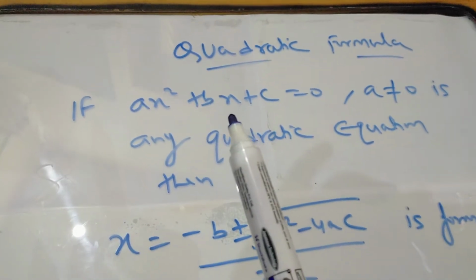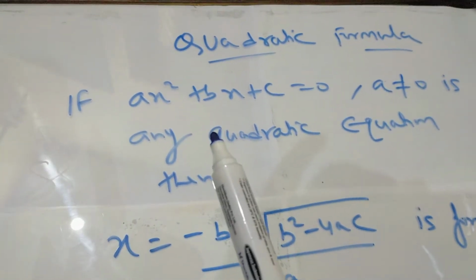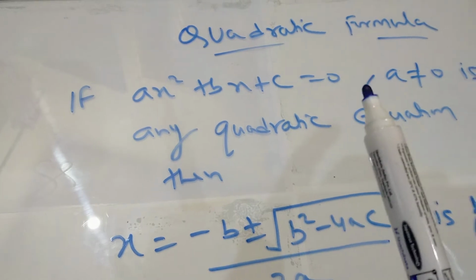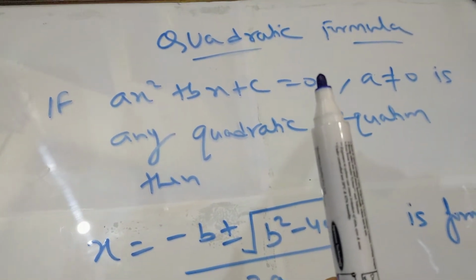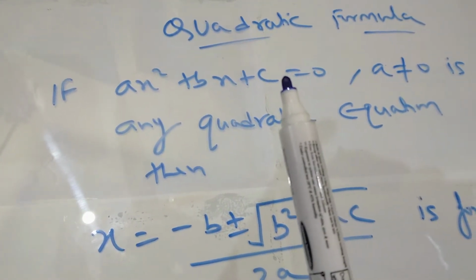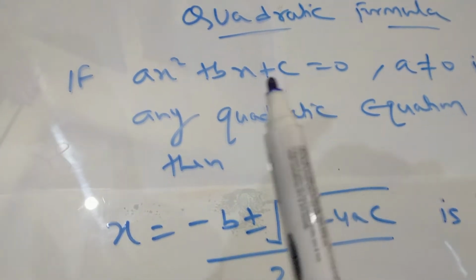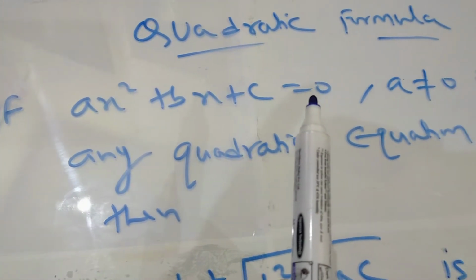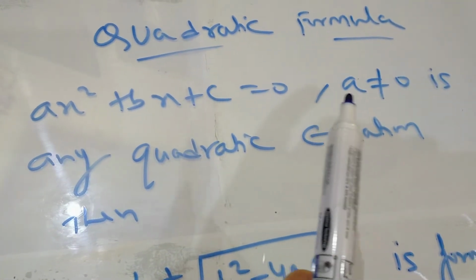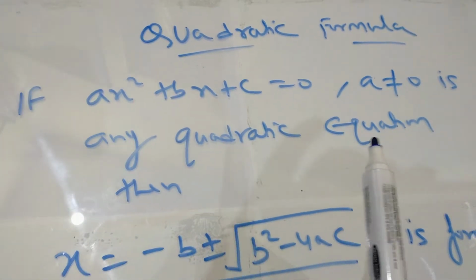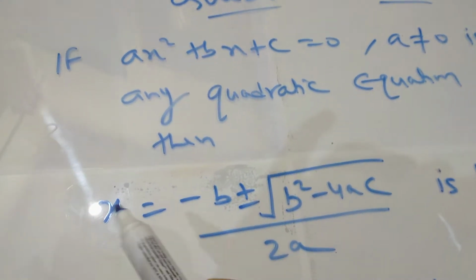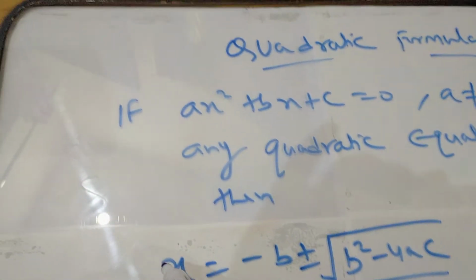In the last class we discussed how to solve the quadratic equation with the help of factorization. Today we are going to solve the quadratic equation with the help of the quadratic formula. If ax square plus bx plus c is equal to 0, where a is not equal to 0, is any quadratic equation, then the value of x can be calculated by using this formula.